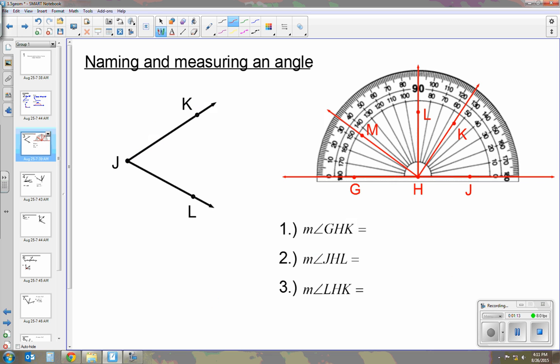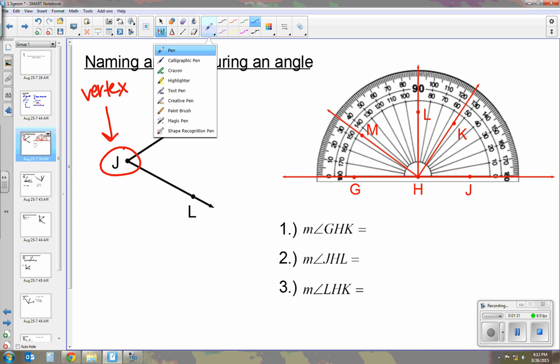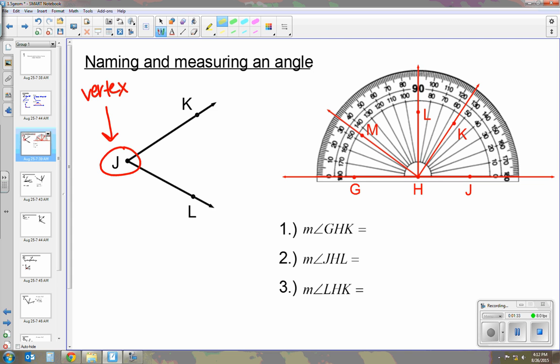Next, we have to learn how to name an angle properly. Now, we have the vertex, which is the middle of this angle. And the vertex always has to be in the middle of the name. So we can start at K and we can trace with our finger. Here, let's use a highlighter to trace this. So we can trace from K to J to L. So we can name this angle KJL.